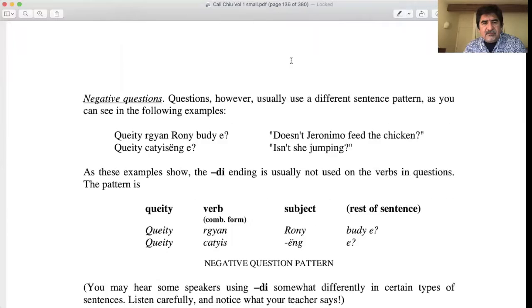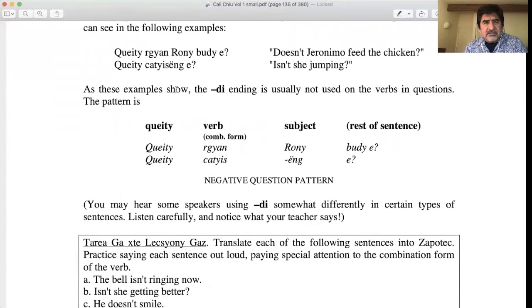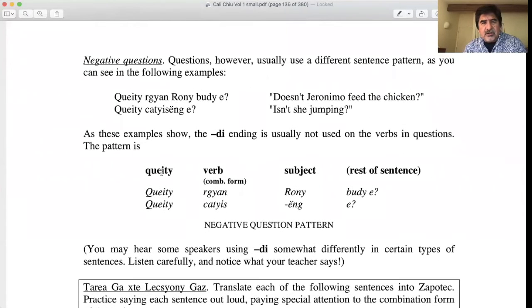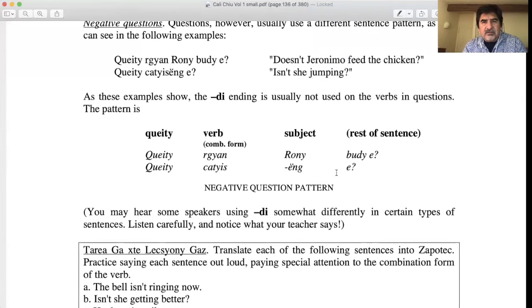And if it is a negative question, so it's the Kate, the verb, subject, and the rest of the sentence. So just to be on the safe side, I think that as you learn more about the language, you might be able to insert the particle, but for now, that's the pattern that you're supposed to follow.